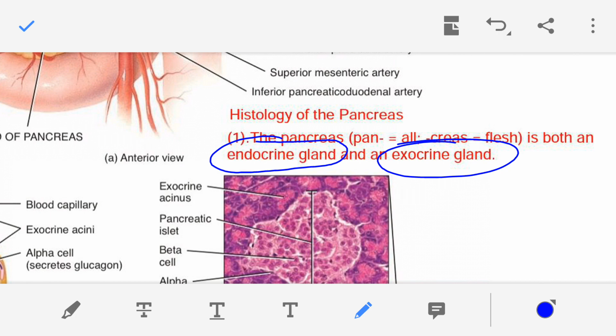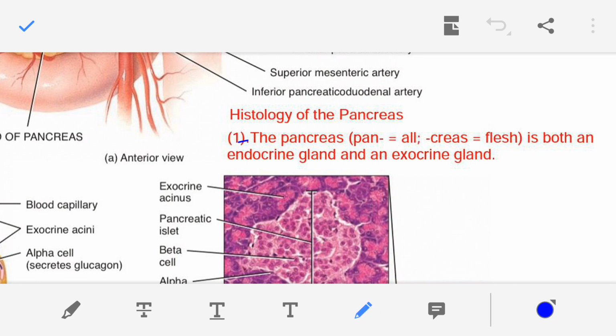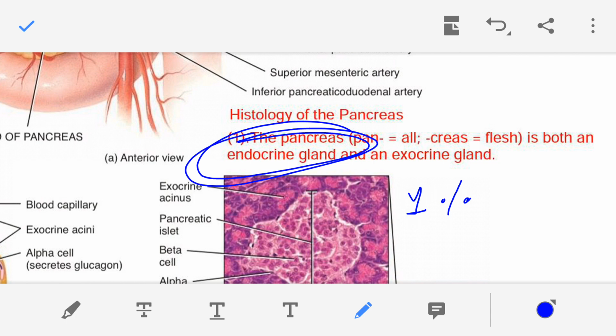Now, in the structure of the pancreas, 99% portion of the pancreas acts as an exocrine gland, and this pancreatic exocrine part secretes pancreatic juice. So that is the exocrine part of the pancreas, and the remaining 1% portion, let's say the islet of Langerhans, is secreting the hormones.